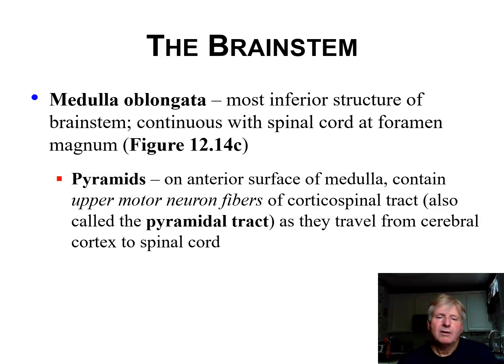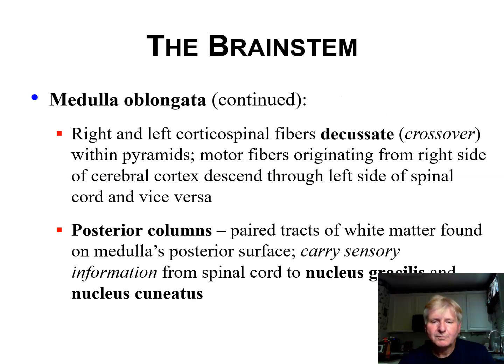Always remember, your motor tracts are always going to be found on the anterior side of the spinal cord, whereas the sensory fibers are found on the dorsal or posterior side of the spinal cord. Your right and left corticospinal fibers will decussate within the pyramids. The motor fibers originating from the right side of the cerebral cortex will descend through the left side of the spinal cord, and vice versa. The motor fibers originating from the left side of the cerebral cortex will descend through the right side of the spinal cord.